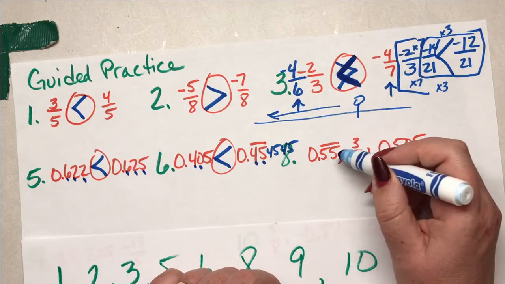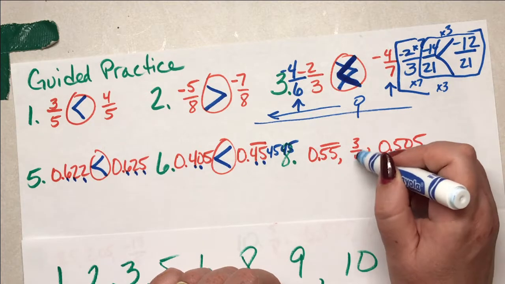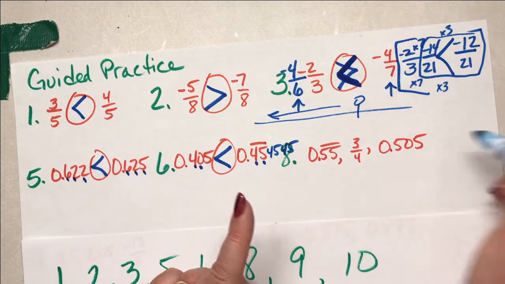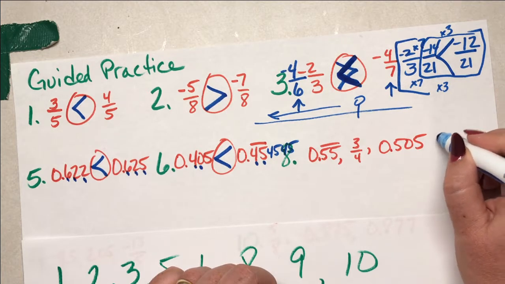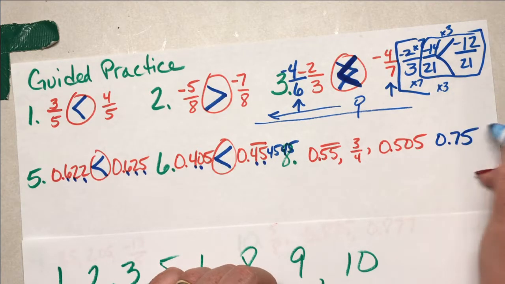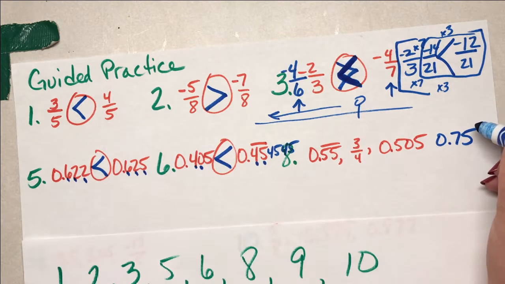Number 8, we're given decimals and fractions. We want to change 3/4 into a decimal so that we're all the same kind of number. And 3/4 equals 0.75. You can do the math, or you can check the math from section 6. We did that together. And we're ordering these from least to greatest.